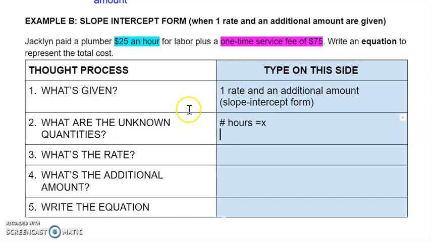What's the other thing I don't know? Well, it wants me to represent the total cost. Does it tell me what my total cost is? Nope. That's your other unknown.